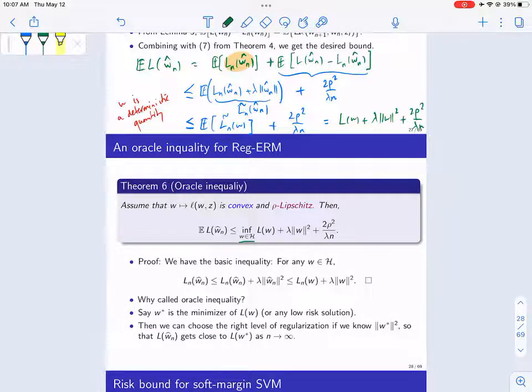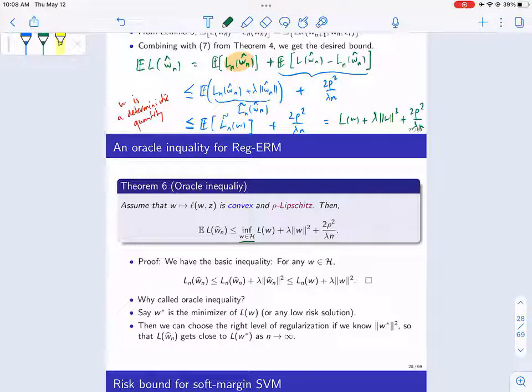Yeah, H is not necessarily good, but let's say we identify the function class with the weights. So I'm minimizing over whatever class that I want. So you're minimizing this bound, and because it holds for any w, it holds for the minimum. And so this gives you the so-called oracle inequality. Okay, so it's an oracle inequality.